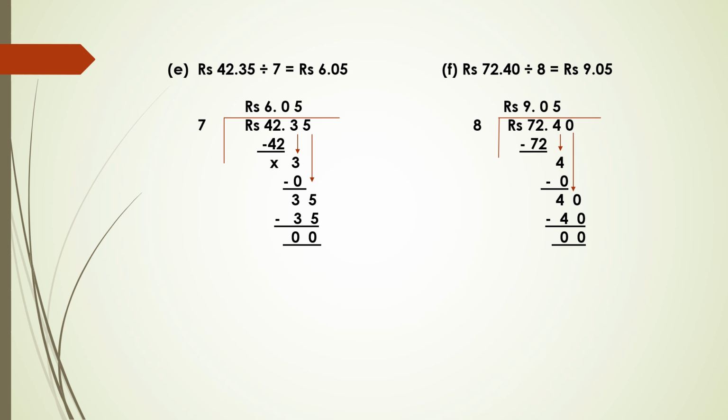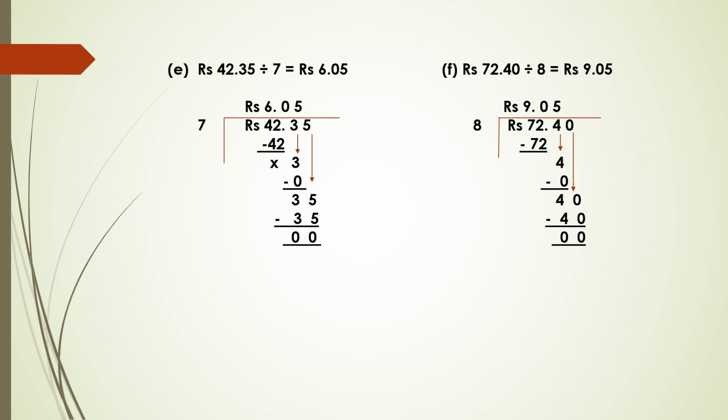Now F part, children, 72 rupees 40 paisa divided by 8. Now 72 rupees 40 paisa you will write on the dividend part and 8 on the divisor side. Now 72 comes in the table of 8 9 times. Write 9 on the quotient part. Then subtract it. So 72 minus 72 is nothing. After that point is there, mention that point on the quotient also.